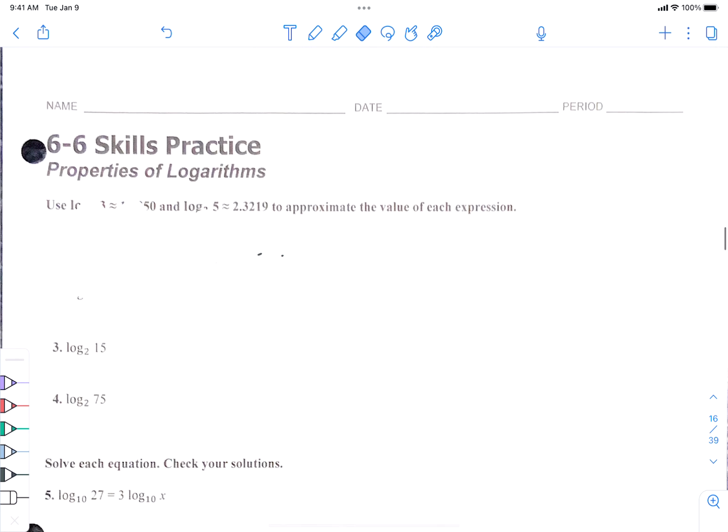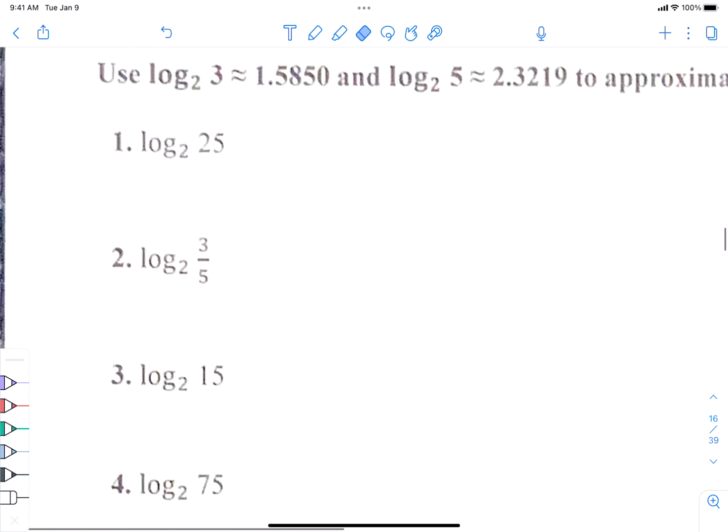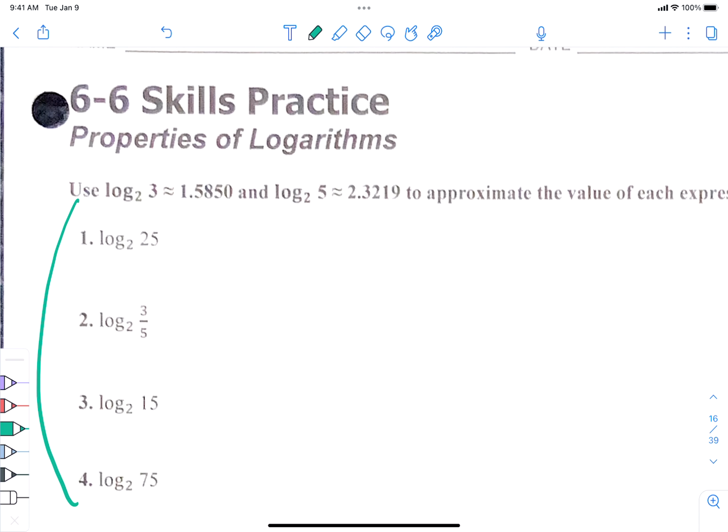Go to your homework assignment, skills practice. Your homework is just to do number 1 through 4. Don't cross any of the other ones out because we'll do them eventually. We're not going to do anything else on practice yet. Just 1 through 4. Tomorrow we'll do the rest. Let's do the first one together.